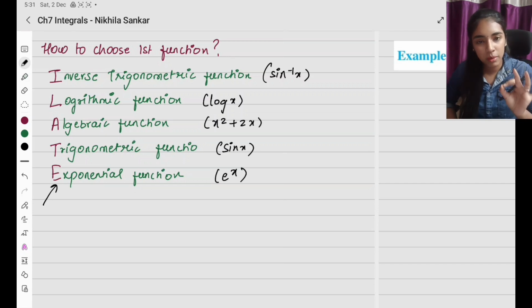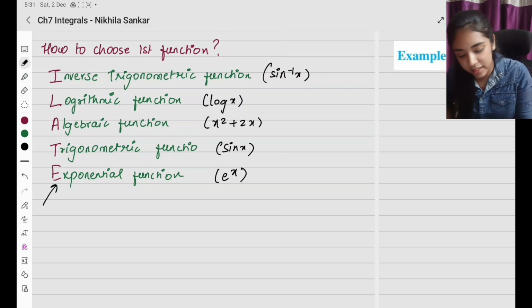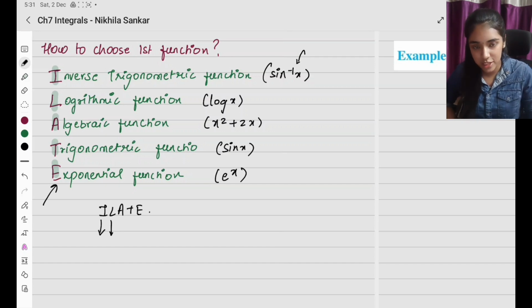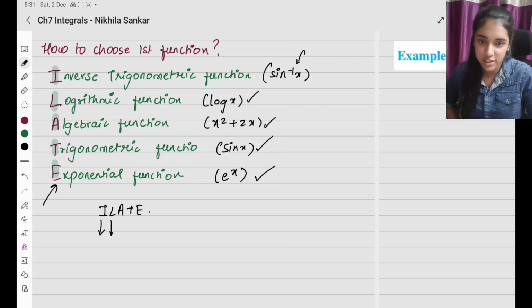Okay, so how do you remember this? You have a mnemonic which is I late. You see the letters written in bold. It is I L A T E. So I late is what you have to remember, so this is going to be inverse trigonometric, then log. So for example, if you have sine inverse of x, that is given the first priority. Then you have a log function, then you have algebraic, then you have trigonometric function, sine, cos, tan and all that, then exponential function e to the x. So this is the order of choice for first function. Okay, the other function is going to be your second function. So this is how you do integration by parts.